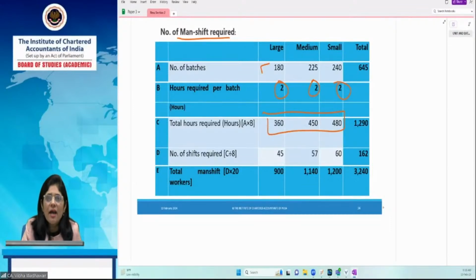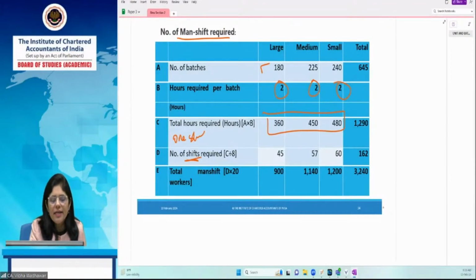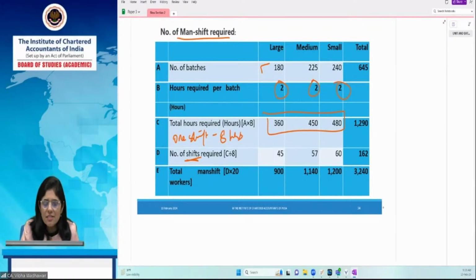And 8-hour shift, 1 shift is 8 hours. तो कितनी shifts चाहिए? 45 shifts चाहिए. 1 shift is for 8 hours. It's given in the question. 1 shift is for 8 hours. We require 360 hours. So how many shifts?